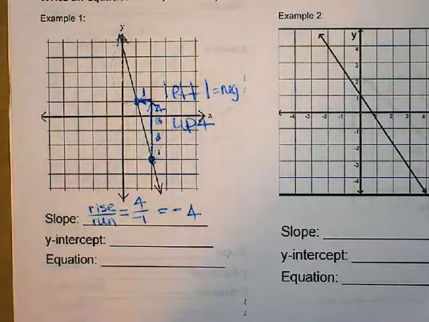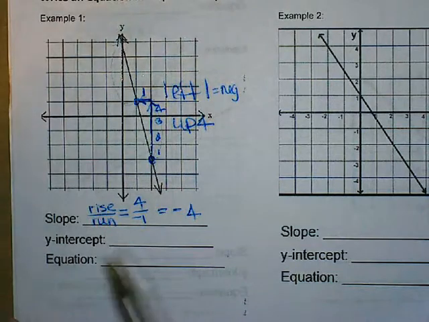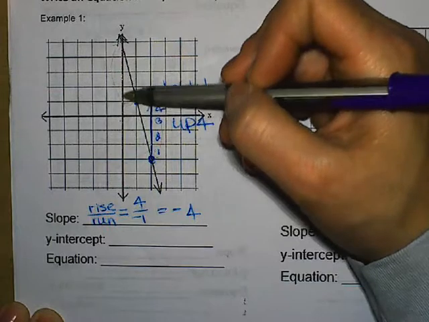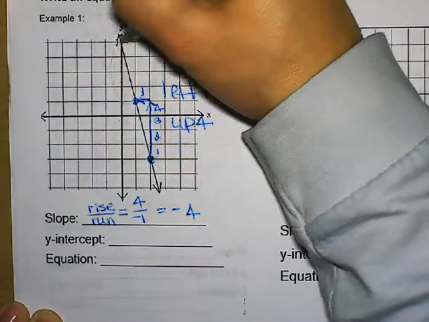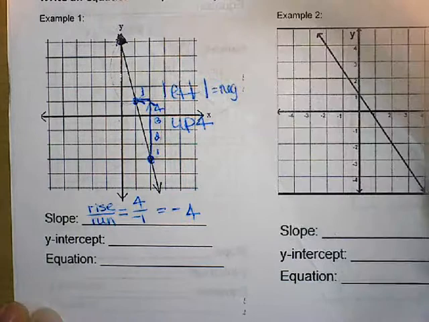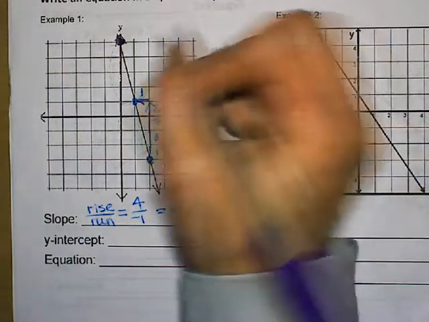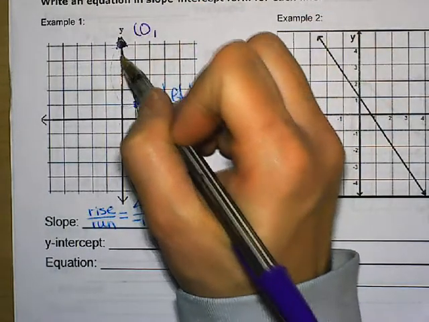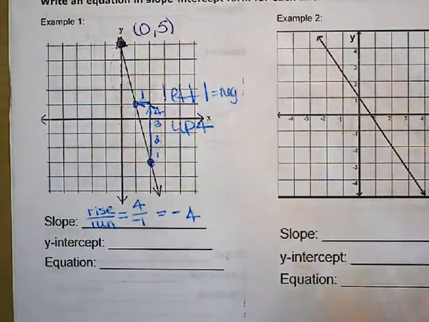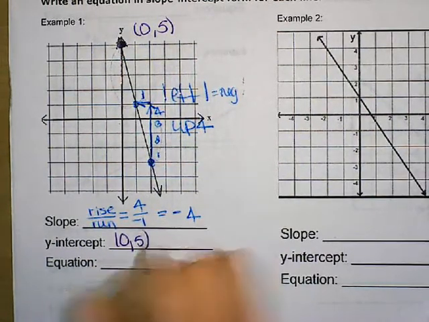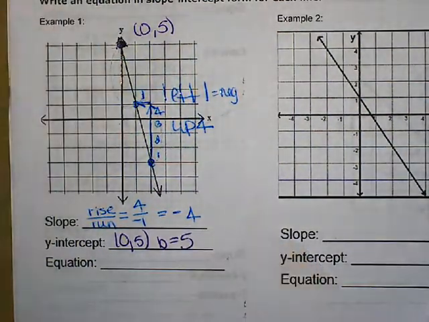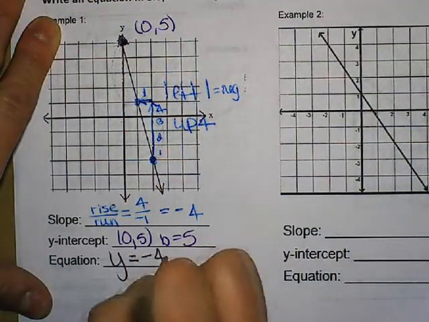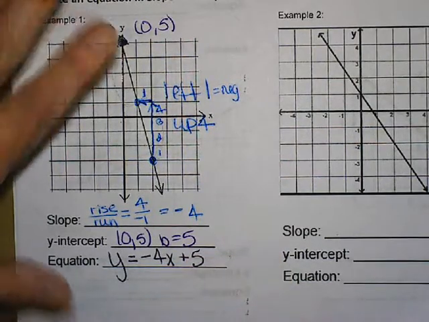Your y-intercept. Remember, it is where x equals 0. So if I go where x equals 0, and I'm going to follow the y-axis where my linear equation crosses the y-axis, I know this is my y-intercept. This will be 0, 1, 2, 3, 4, 5. Therefore, my y-intercept is 5. And now I can write my equation. Y equals negative 4x plus 5.